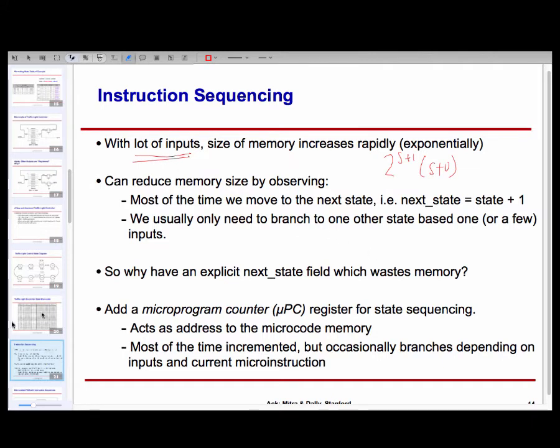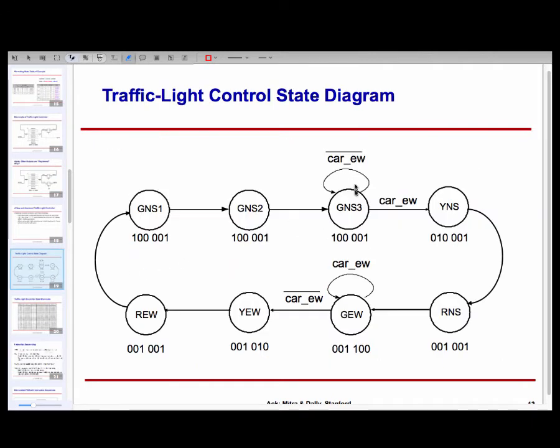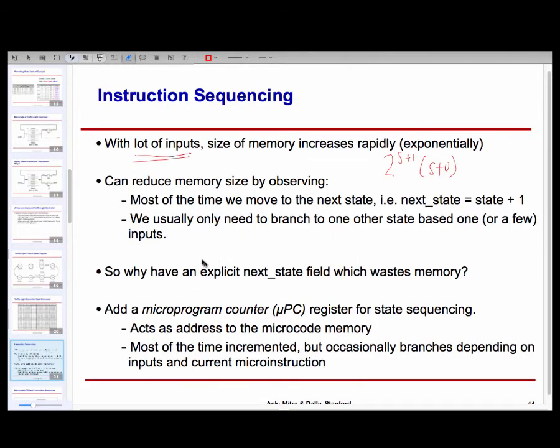In the example thus far, I had only one input, so it didn't really matter. But you can see that most of the time I'm moving from one state to the next. Only in two of the states I'm branching. I have some sort of conditional, and that conditional just depends upon one input. So we'll see how to make use of that.